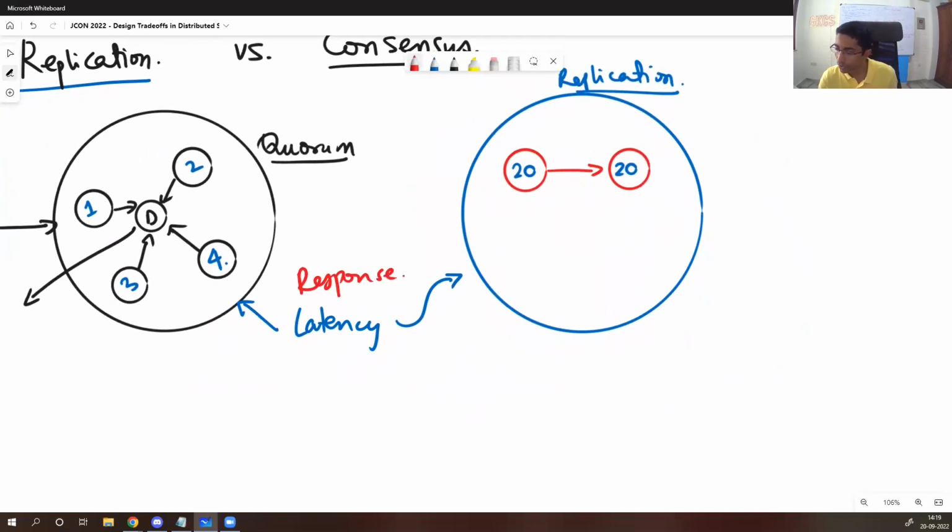So I send a request over here to this system. How much time will it take for it to give me a response? Versus sending a request over here to this system, how much time will it take to send me a response? High latency for replication. Okay.